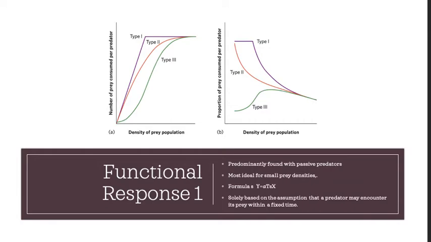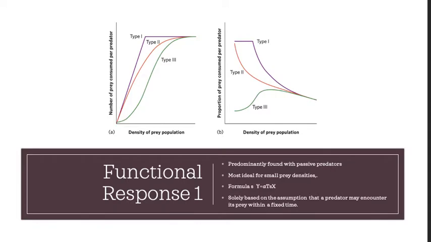This is also most ideal for small prey densities because they are not being consumed faster than they are able to repopulate. Instead, it is an equal proportion which causes the linear trend on the graph. This can also be represented using the equation on the screen.